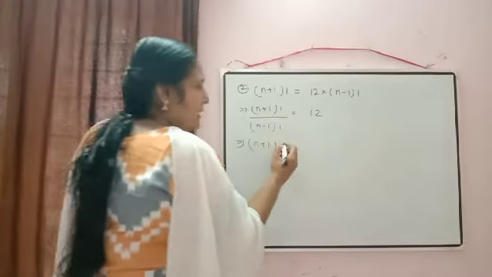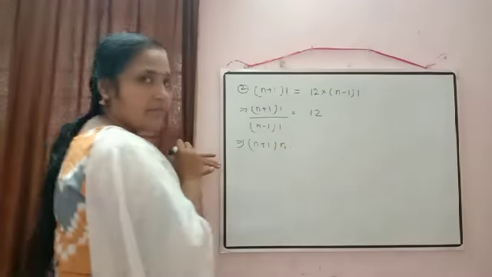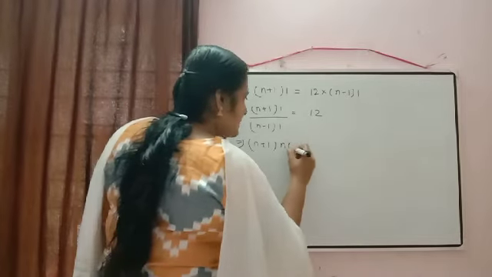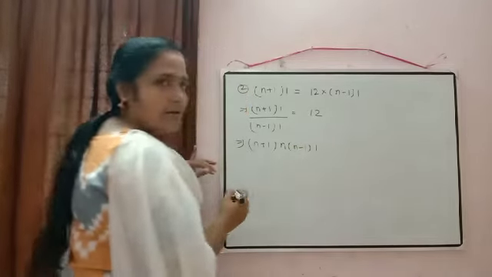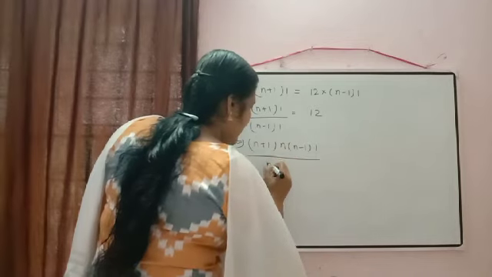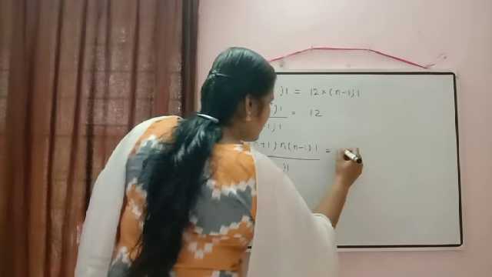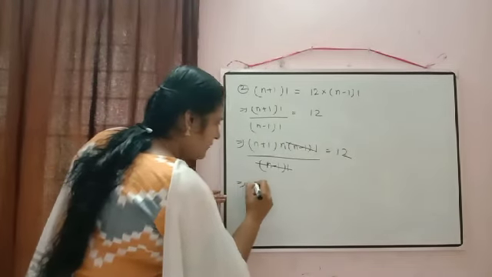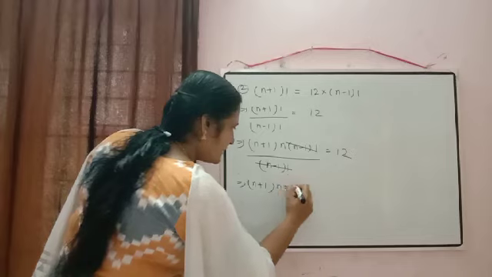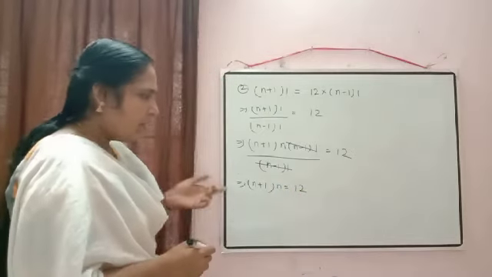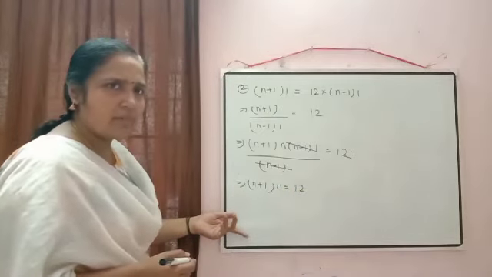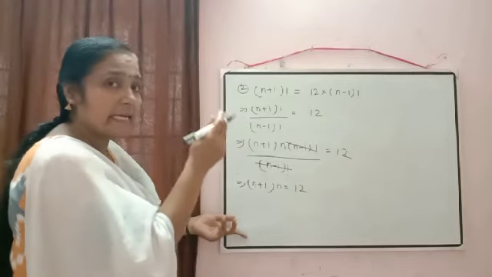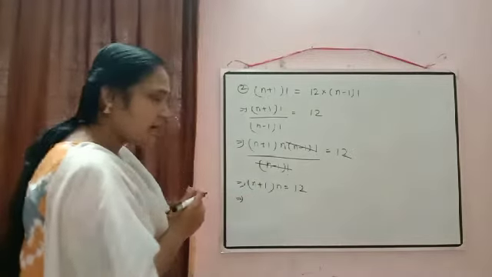Now subtract 1, what will come? n factorial. n only will come when we subtract 1 from it. Then again n factorial can be written as n into n minus 1 factorial by n minus 1 factorial is equal to 12. So here n minus 1 factorial will get cancelled. We will get here n plus 1 into n is equal to 12. Now from here, if you want to use quadratic formula, you can use quadratic formula, or otherwise if you want to use the second method which I have discussed just now.